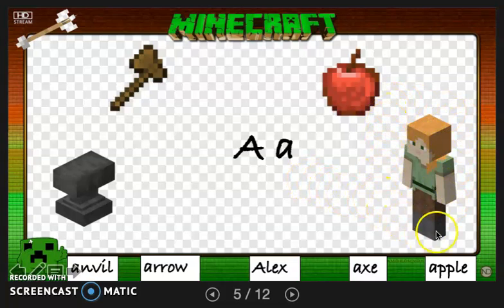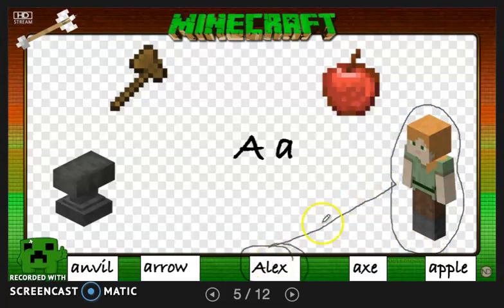The character over here is called Alex. If we break that up into its phonic sounds, we have a, l, e, x, Alex. If we look at the bottom of the screen, we've got five different words. Let's see if we can find Alex at the bottom using our understanding of the phonics. A, l, e, x. Can you find it? That's right, there it is. A, l, e, x. Let's draw a line around the word Alex and connect it to the picture of Alex. There she is. There's Alex.